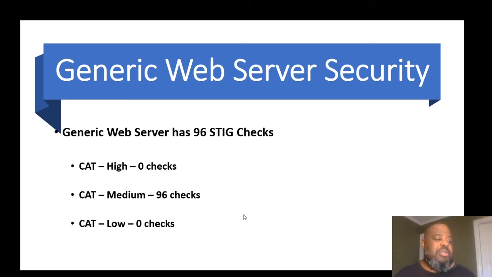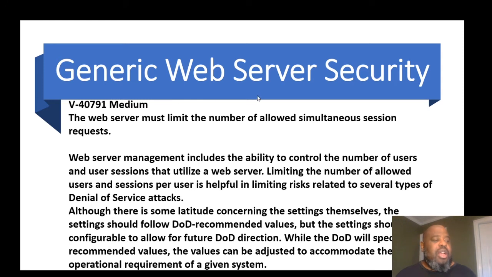There were 0 high checks, 96 medium checks, and 0 low checks. So usually when you're using generic technology, they won't have any high checks. Most of their stuff, the majority of their checks, will be medium, which for me is kind of disheartening, but it is what it is. We have 96 good checks to put on our web server to make sure we're secure. A couple of checks we're reading, not a crazy amount of them.